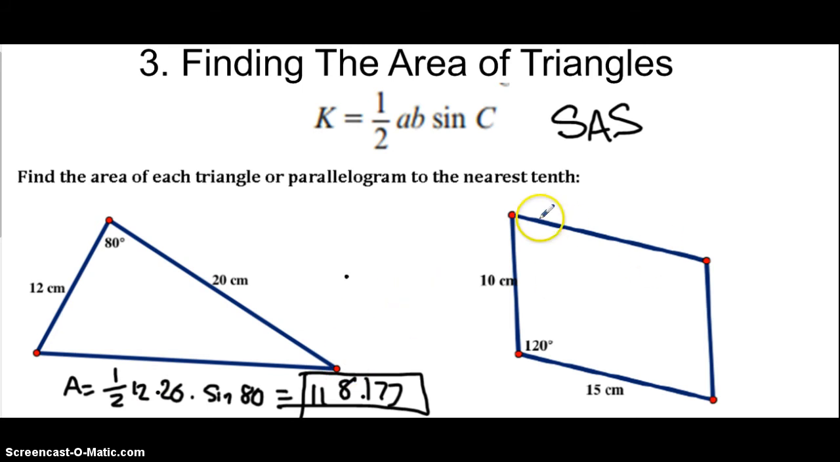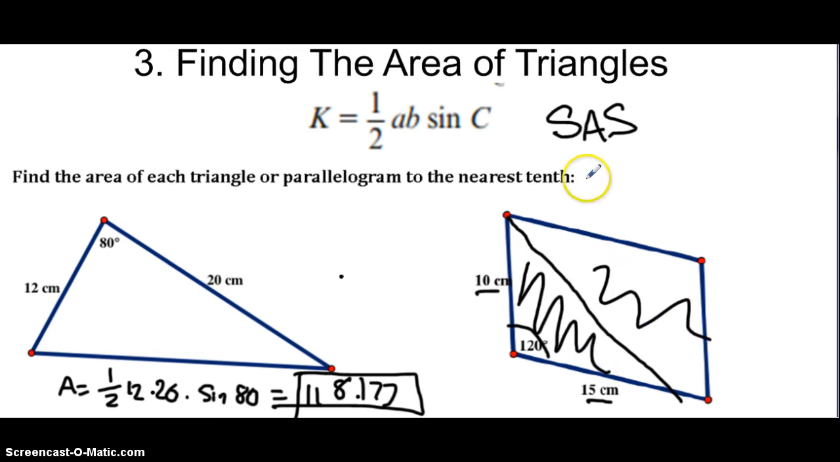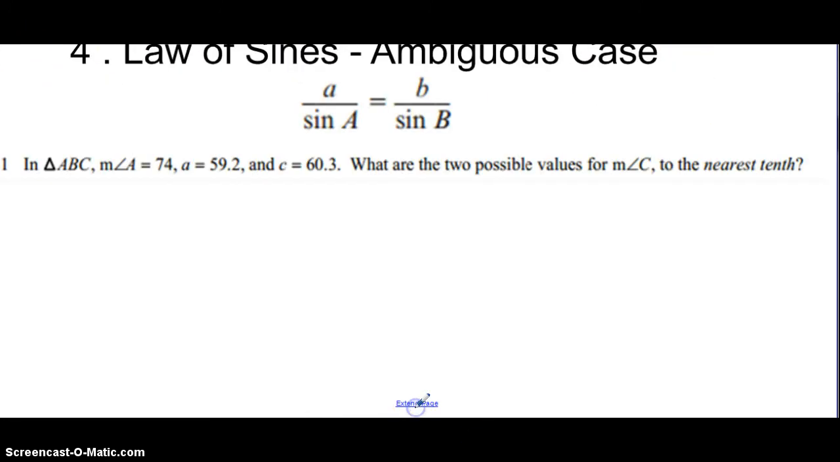Okay? Now, when you have a parallelogram, remember, it's the same idea, except then you have to just draw a line. So you have a side angle side triangle, side angle side. All right? You find out what the area of this side is, and you just multiply by 2 because these are two congruent triangles. Done.